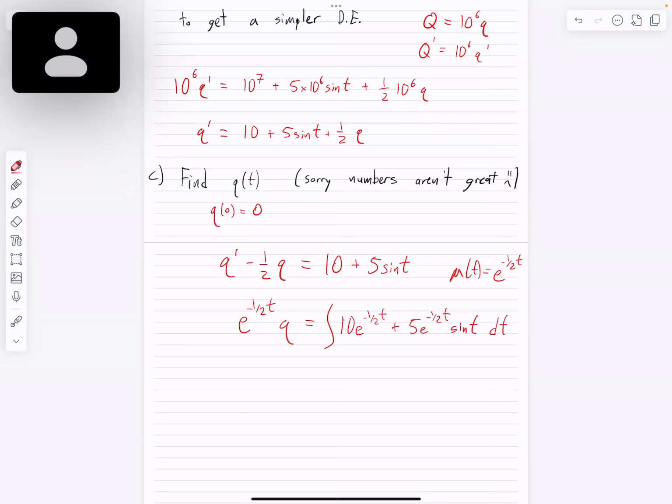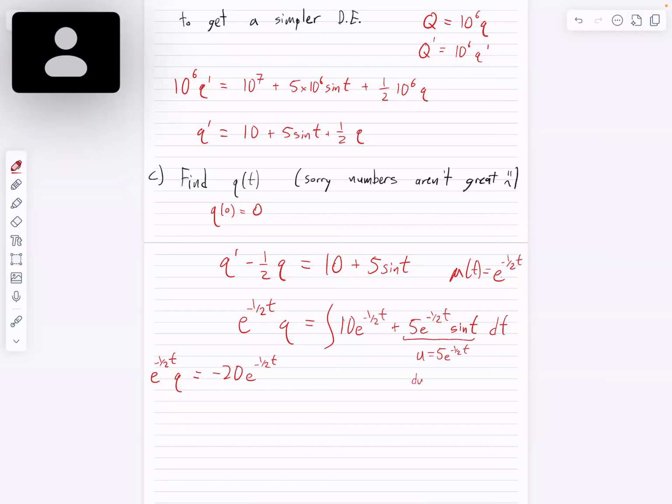So what does this equal? The left-hand side is still e to the 1/2 t q. The right-hand side becomes, dividing by 1/2 is multiplying by 2, so 20 e to the 1/2 t. And then I have to do integration by parts for this. So let u be, I don't know, 5 e to the 1/2 t.